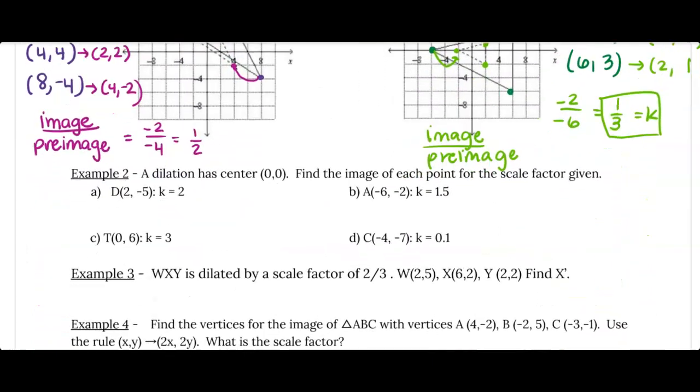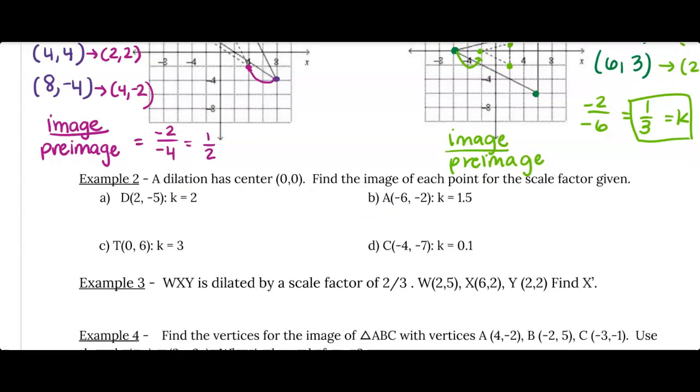Going down to example 2, they tell us that a dilation has a center (0, 0). Find the image of each point for the scale factor given. So they're telling you you're starting at the point (2, -5), and with a scale factor of 2. All that means you're going to do is D prime will be 2 times 2 and 2 times -5. So you're going to multiply both the x and the y by 2. So D prime will be (4, -10).